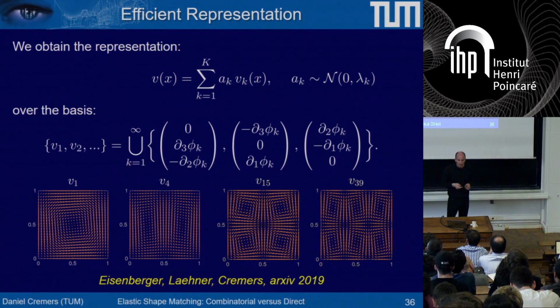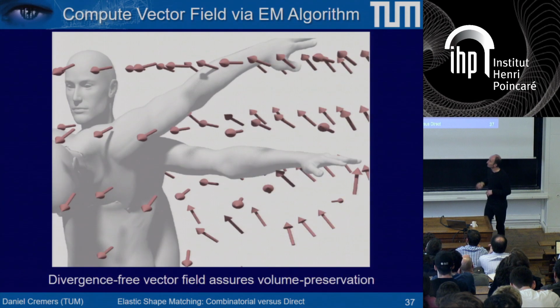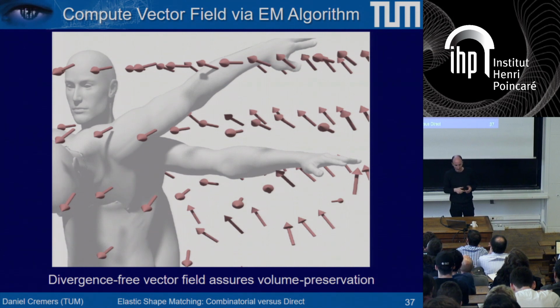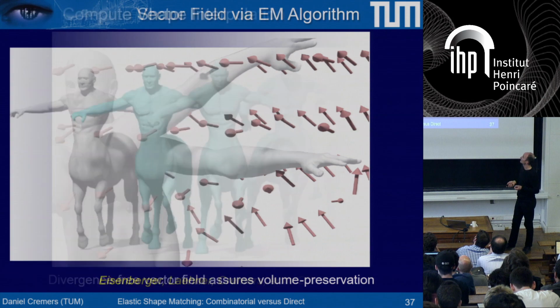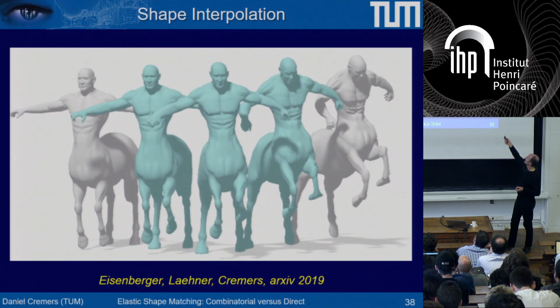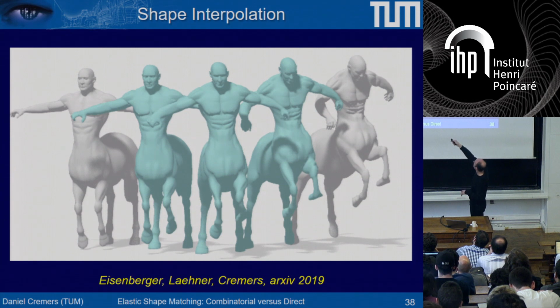I don't want to go too much into detail. What we then do is, given 2 3D shapes, we compute the suitable representation of these divergence-free vector fields by an EM algorithm that solves this initial value problem and transforms one shape into the other. And with that, we can create families of interpolating shapes. So for example, here, if we take this example of these 2 shapes, we can create, as you can see, a whole family of intermediate shapes.